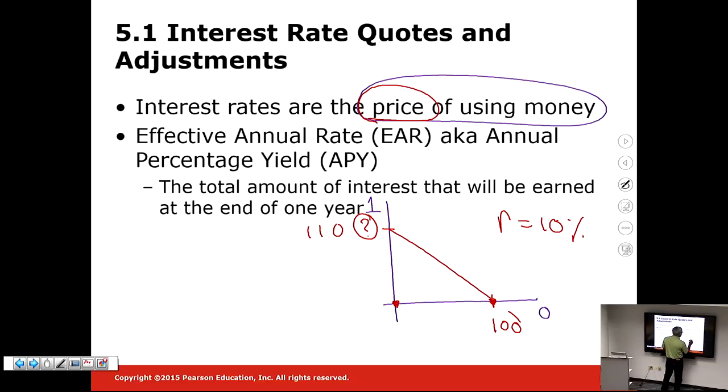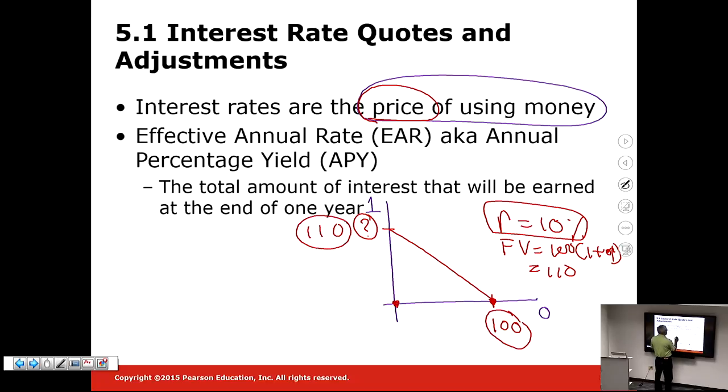How? We know this. So future value would be the present value of 100 times 1 plus 0.1. So that would be 110. So this R is essentially expressing the rate at which I am giving up consumption today for tomorrow's consumption. If I consume $100 today, I will have nothing tomorrow. If I do not consume anything today, I will have $110 tomorrow. And then something in between.